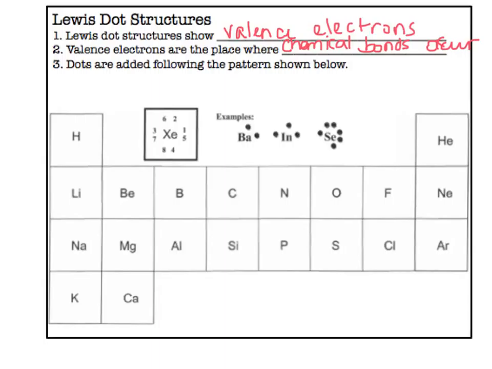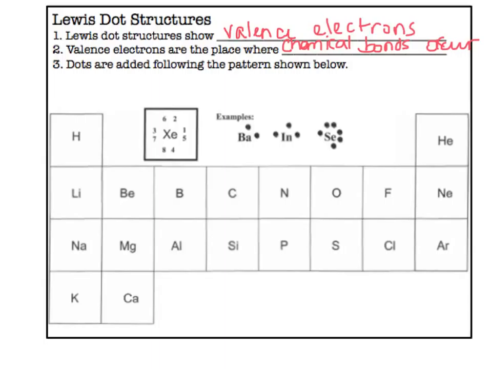So don't overcomplicate it. Because when we get into this activity, you might try and overcomplicate it, but if you follow these 3 steps, you write the symbol, you write the valence electrons following the pattern, right, top, left, bottom, right, top, left, bottom, you'll be okay.